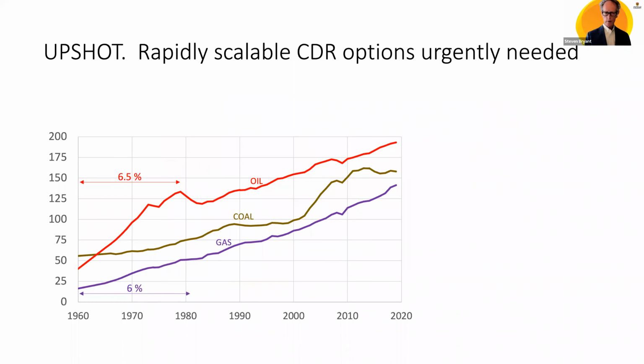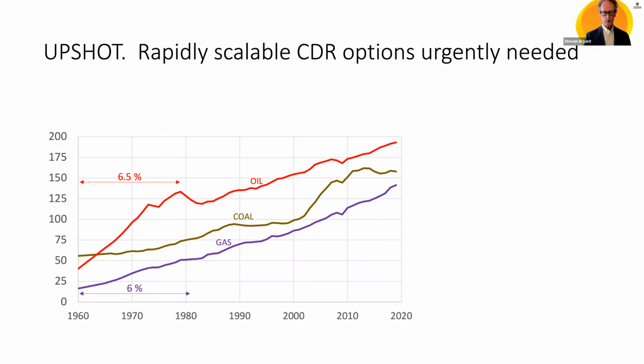So the upshot of all these considerations is a sense of urgency, and that comes from the final point I want to emphasize here, which is the time scale. If we look backwards in time, the y-axis there is exajoules, but this is the rate, this is the growth of consumption of fossil fuels over the last 60 years. And the point I wanted to make here is that it is very unusual for any of these energy sources to grow faster than 2 or 3% per year.